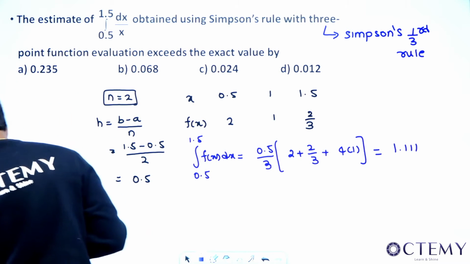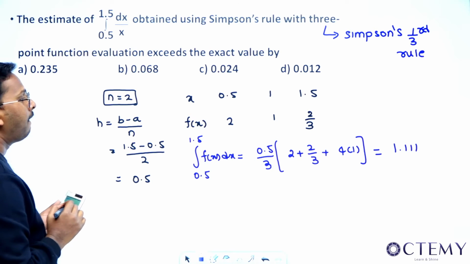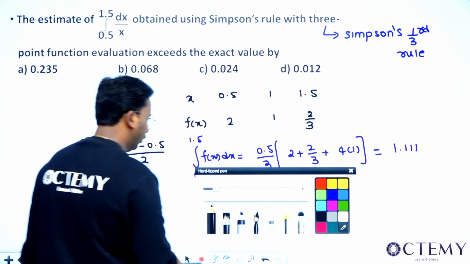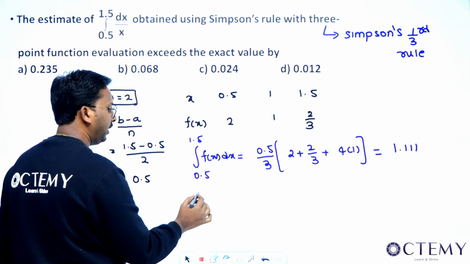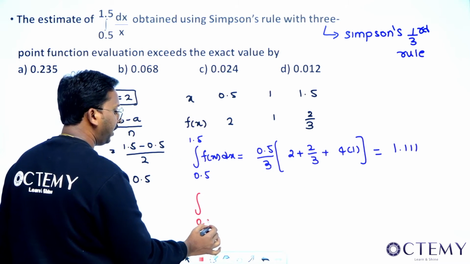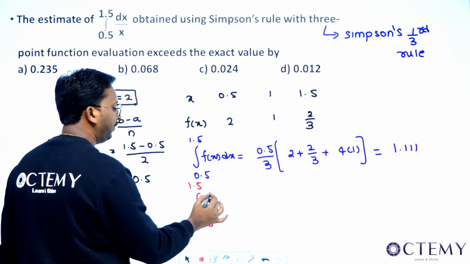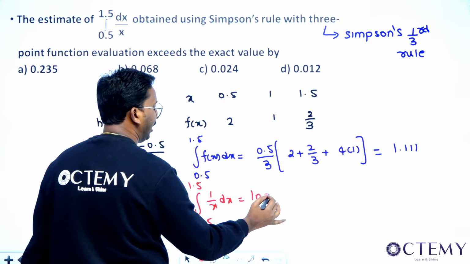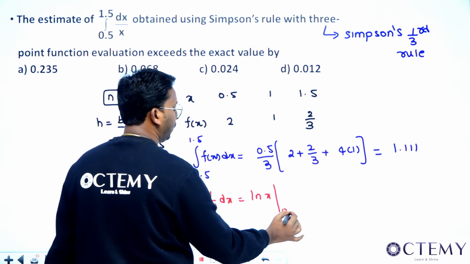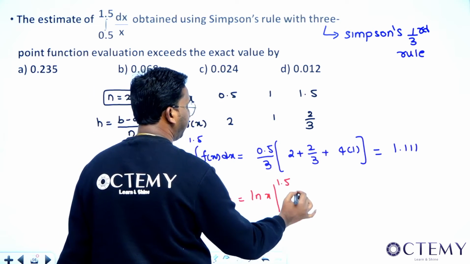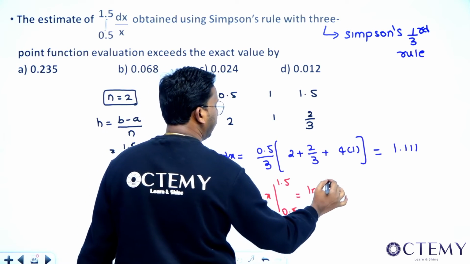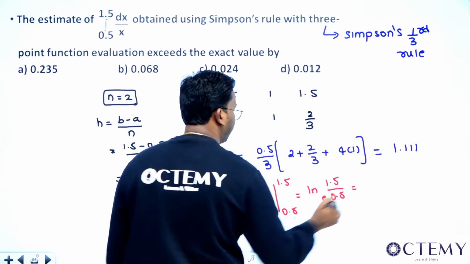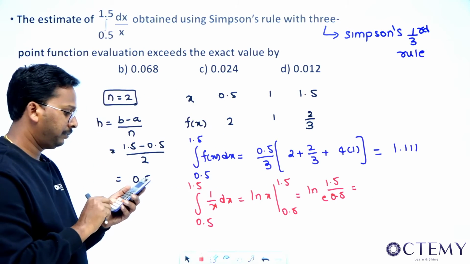Now you see, what is the exact value? This is basically the estimate. The exact value will be like this: the integral from 0.5 to 1.5 of 1 by x dx. That would be ln x from 0.5 to 1.5. That will be ln of 1.5 by 0.5, base e. So see what will that become?